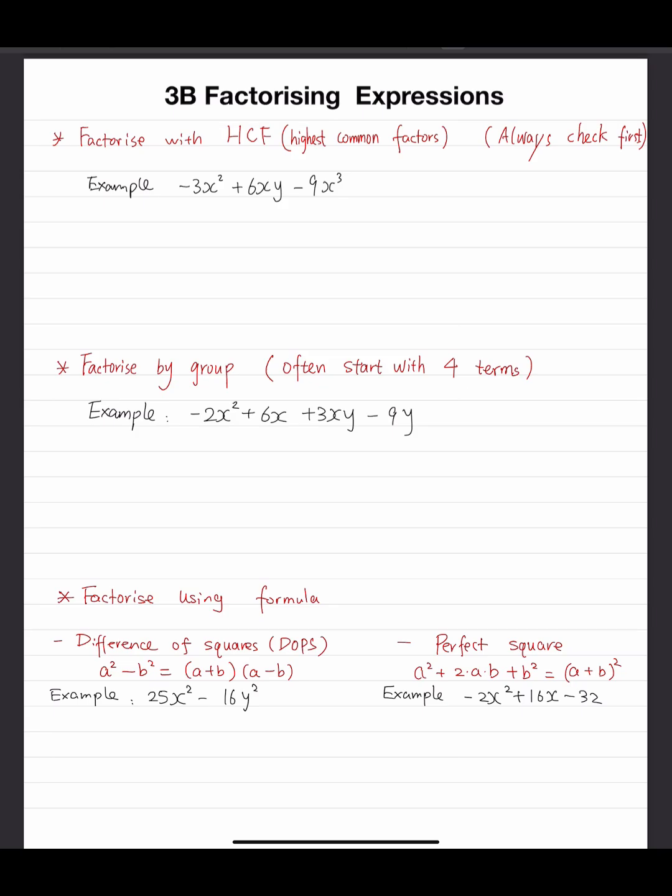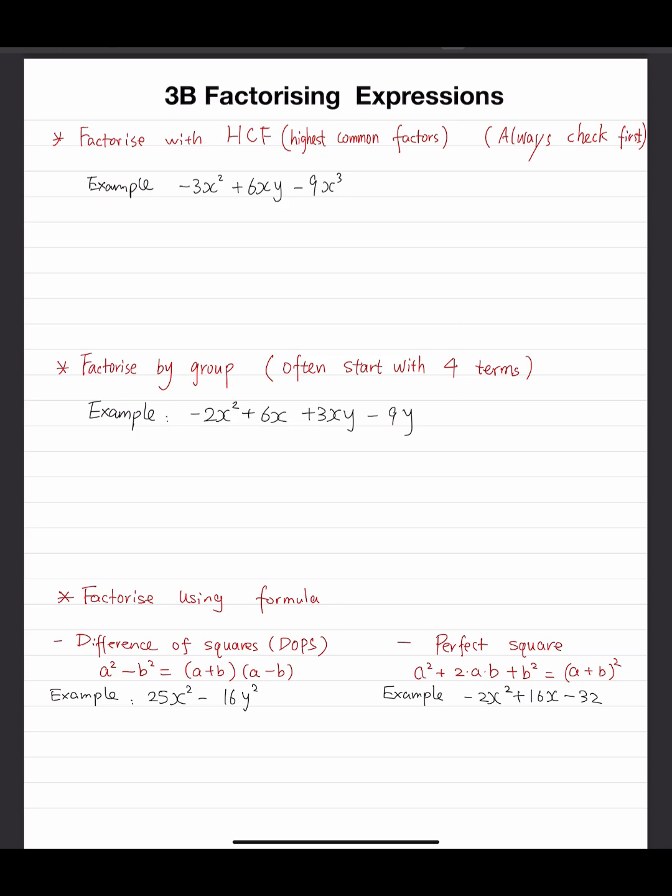When it comes to factorizing expressions, there are various methods that we use. Start with the simplest, factorize with the highest common factor. I also suggest everyone, when you get a question asking you to factorize, it is essential that you always check this method first.